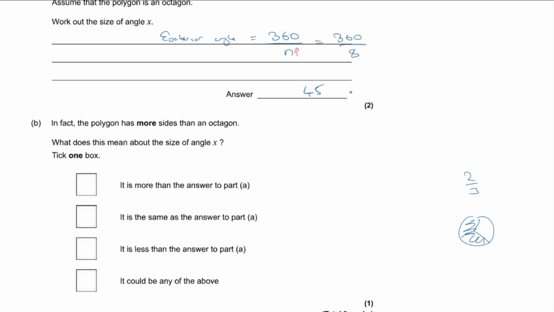That's 2/3. Now if I increased the denominator by 1 to 2/4, can you see my fraction's actually got smaller? So if you make the denominator bigger, then the amount of space you've got is actually smaller. So if I increase the divisor here, my number is going to end up being smaller than it was. So if it's not an octagon, it's got more sides, then the exterior angle is going to be less. So it is less than the answer to part A.